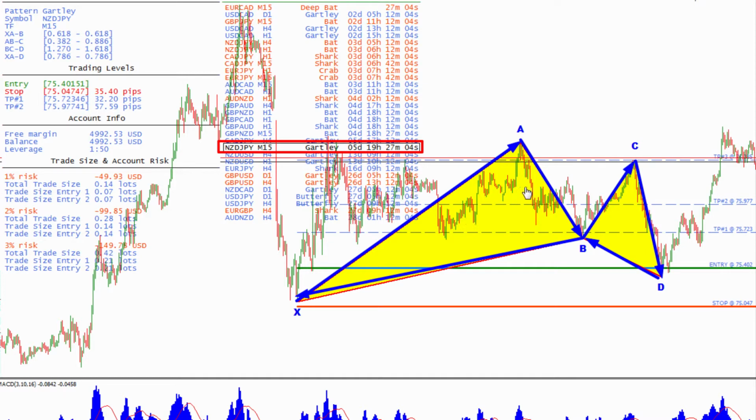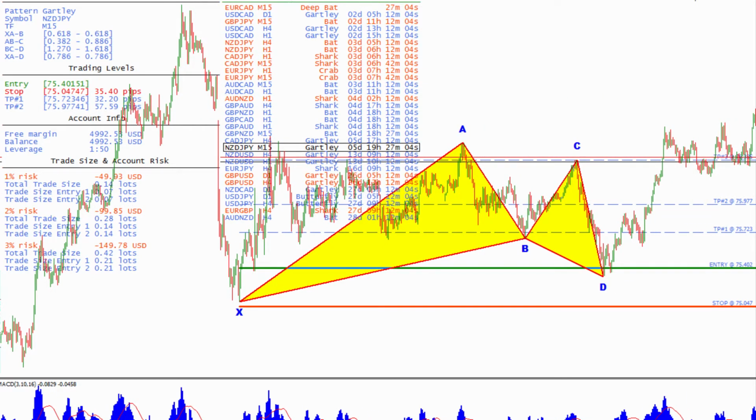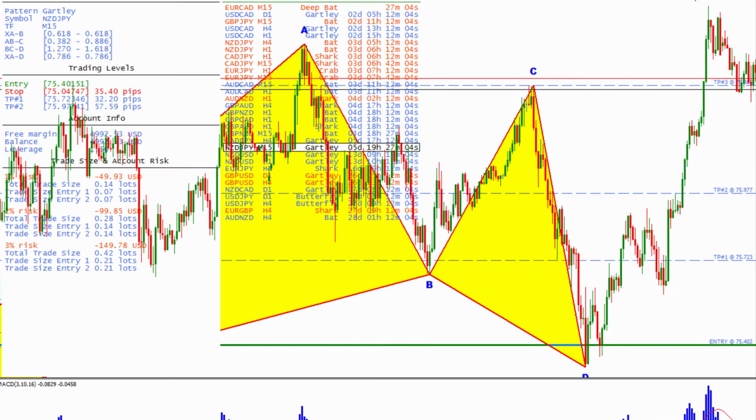So you want to start training your eye. I love using the scanner to do that. I want to show you something else that we discussed. Remember we talked about earlier, because it comes into the zone doesn't mean you automatically buy.